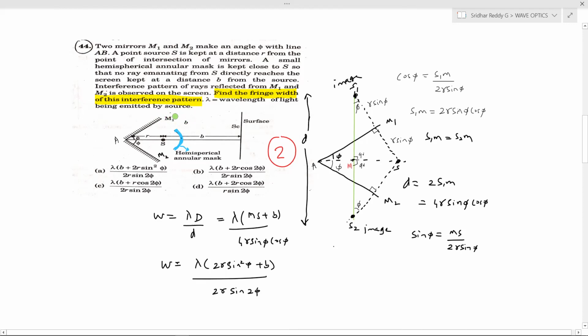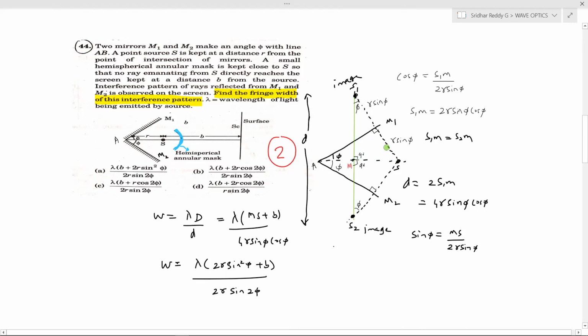Earlier the mirrors were horizontal. Now let them be inclined. He's asking to get the fringe width. Now directly get into the ray optics. If you keep a source S at a distance from M1, what is this distance? The distance AS must be equal to R.